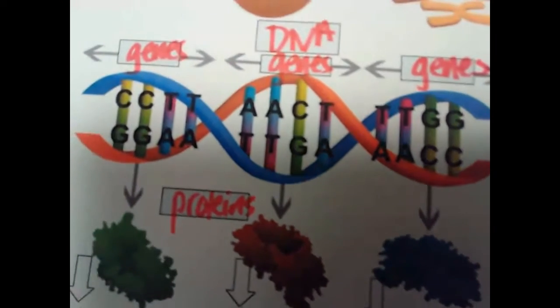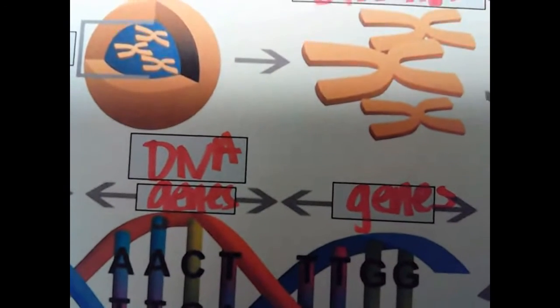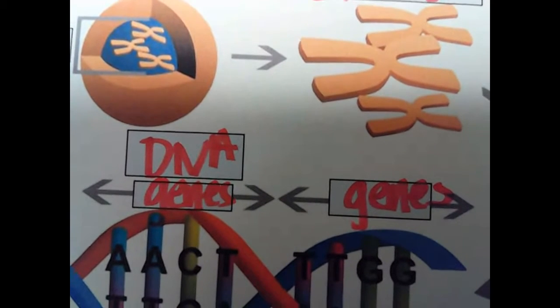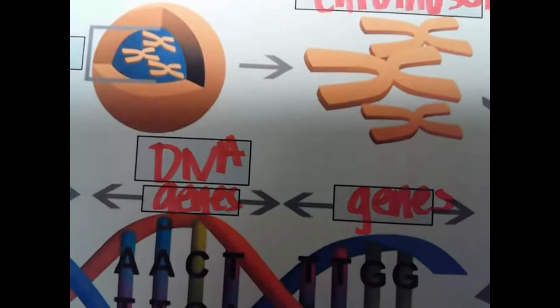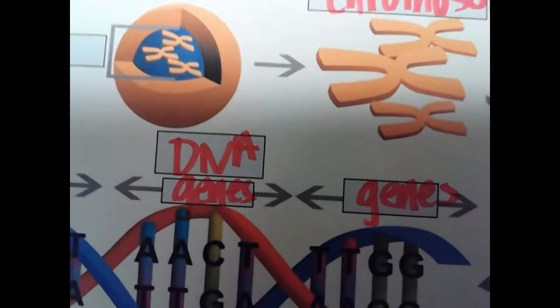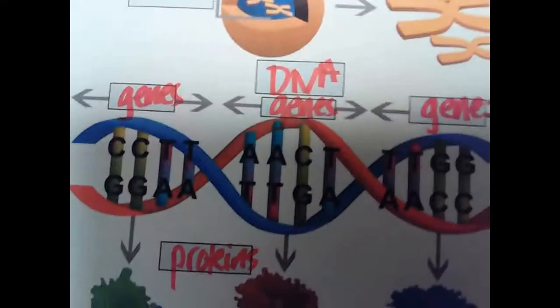Sometimes you might see DNA drawn in cells like this, like these X's. Go ahead and pause the video. What do you think those X's are? If you wrote down chromosomes, you are correct. What chromosomes are is a very condensed version of DNA.